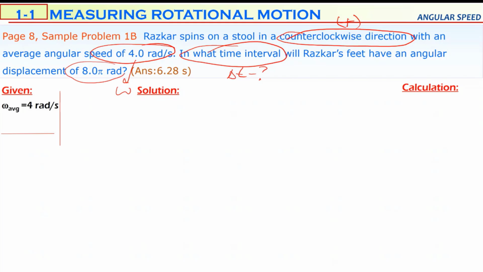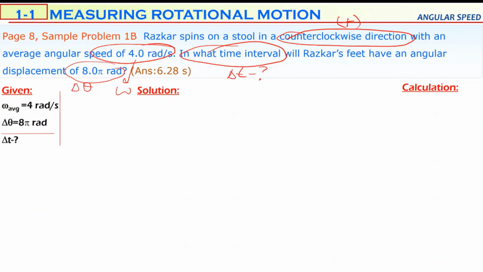Angular displacement, delta theta, is given. All are given, so we just apply the equation. Average angular speed is 4 radians per second because counterclockwise rotation is positive. And angular displacement delta theta is 8 pi radian, also positive because counterclockwise. Of course, instead of pi, we are going to write 3.14 in the solution, and calculate the time interval.